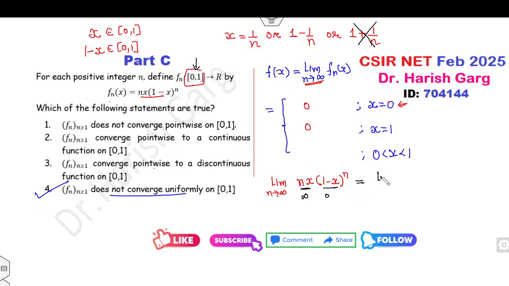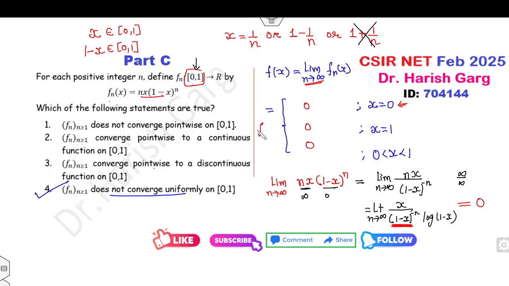So I can write this number as n x over 1 minus x raised to power minus n. Then it is infinity by infinity form. How can you find the limit? I can apply the L'Hopital rule. It is 1 minus x raised to power minus n log of 1 minus x, as limit n approaches infinity. So what is the value when n approaches infinity? This value will go to infinity. So that means this answer will be 0.